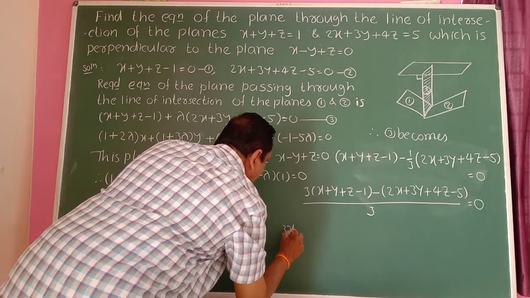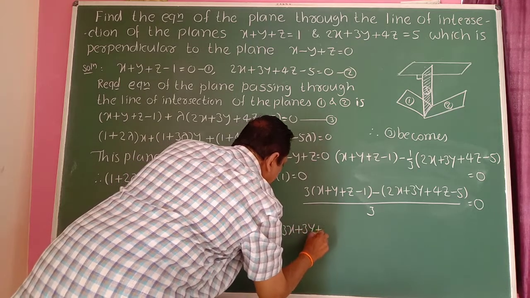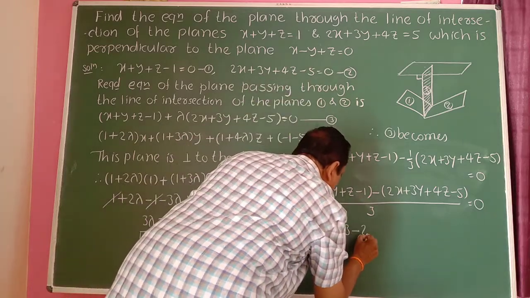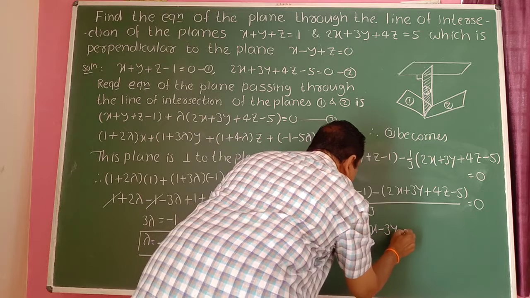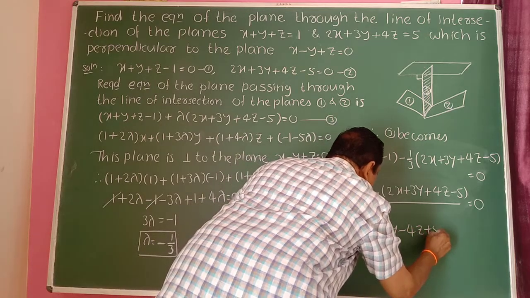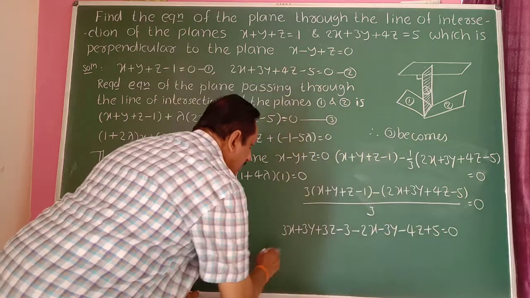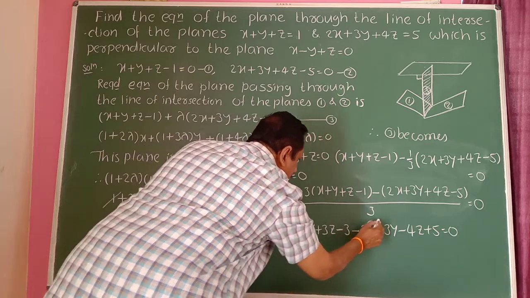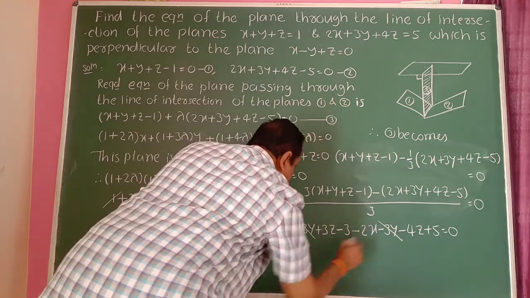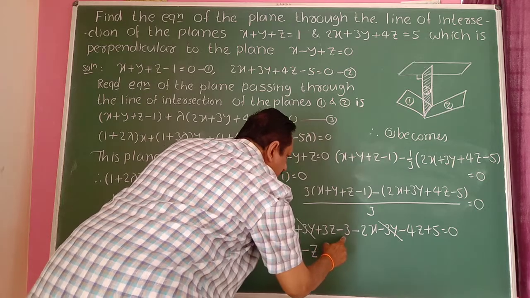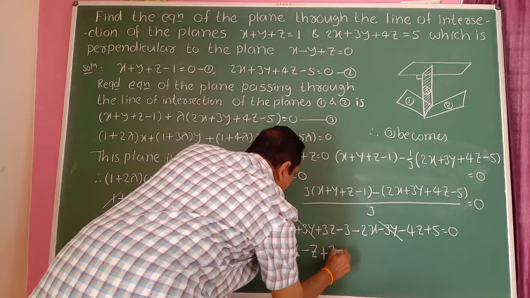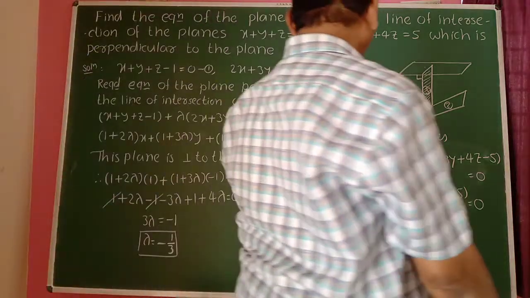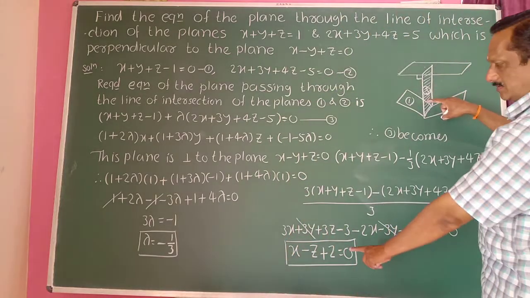3x plus 3y plus 3z minus 3, then minus 2x minus 3y minus 4z plus 5 is equal to 0 here. 3x minus 2x becomes only 1x here. Plus 3y minus 3y cancels here. 3z minus 4z is minus z here. Minus 3 plus 5 becomes plus 2 is equal to 0. So this is the required plane here. So the equation of this plane is x minus z plus 2 equal to 0.